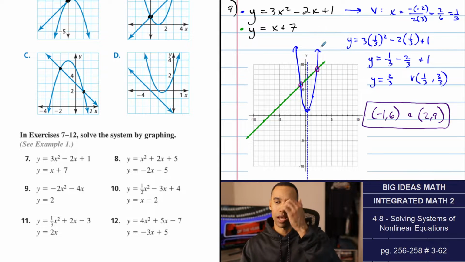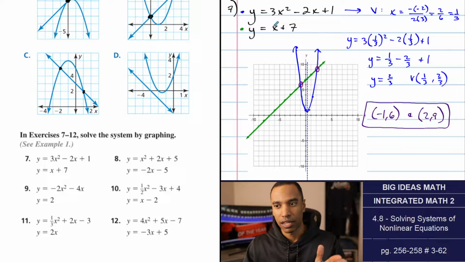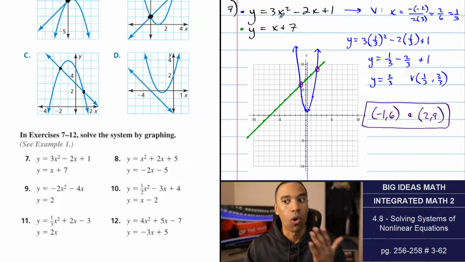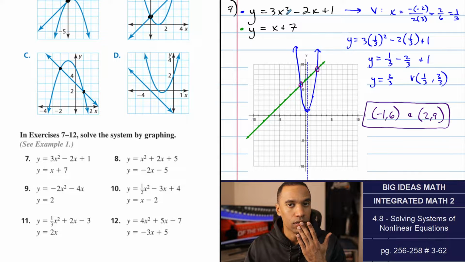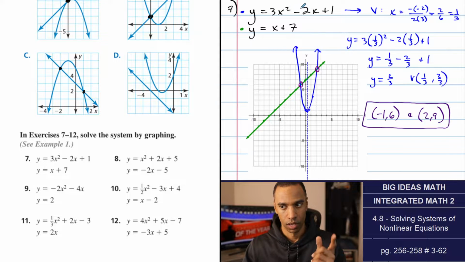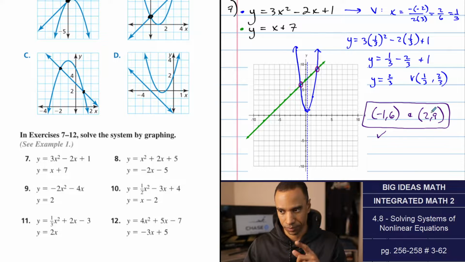Let's do it with the linear one, right? Plug in negative 1 for x. Negative 1 plus 7 is 6. Boom, for y. Oh, no, you do have to check it for both. So 3 times negative 1 squared is 3. Plus 2 is 5. Plus 1 is 6. Okay, so that one definitely checks out.